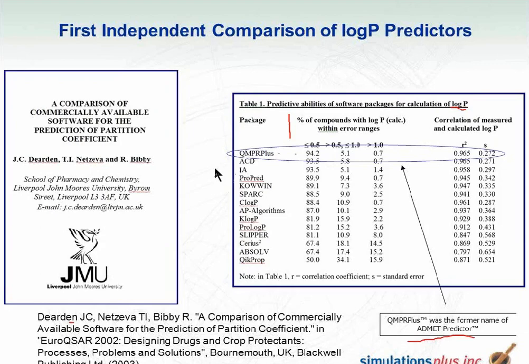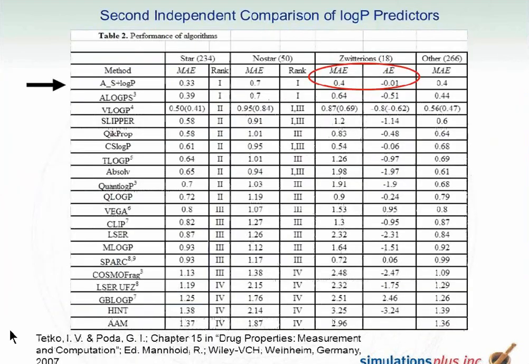This next slide is the second independent comparison of log P predictions. It was published by Tetko in 2007, and ranks our S+logP model. Incidentally, if you see S+, that stands for Simulations Plus. So our log P model ranked number 1. The author ranked it as a tie with ALogPS, which incidentally is Tetko's program. And you see, though, that we did do much better on the zwitterions than ALogPS.